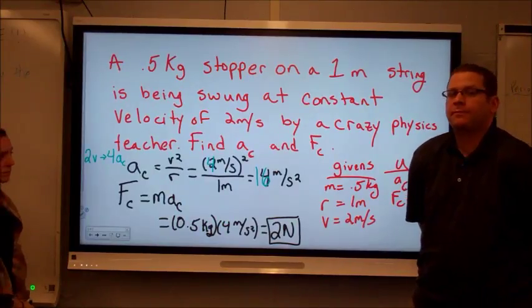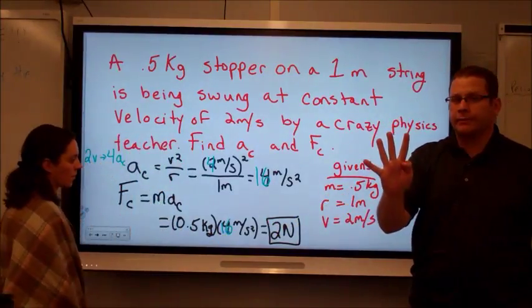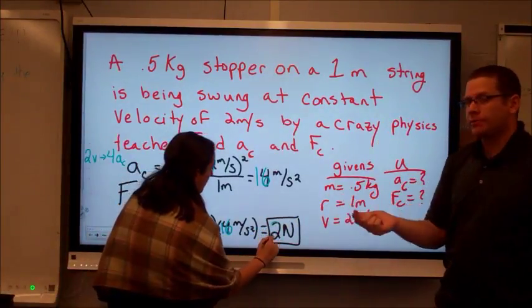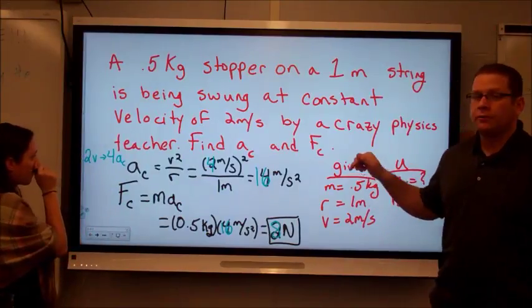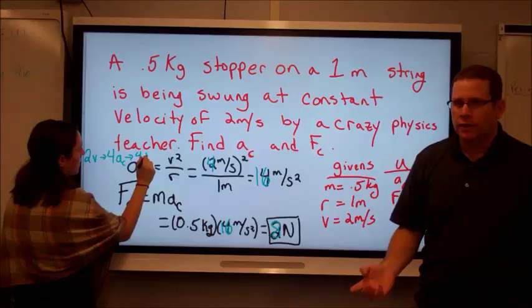But then what happens to the force? Well, this acceleration went up 4 times. And that formula is straight m times ac, which means your force goes up 4 times. 2 times 4 is 8.